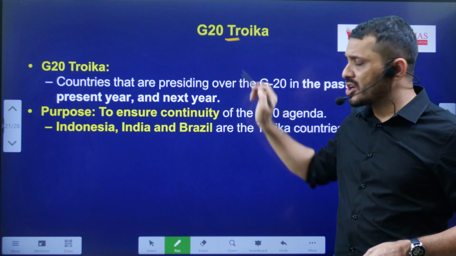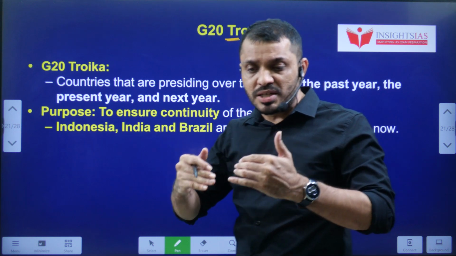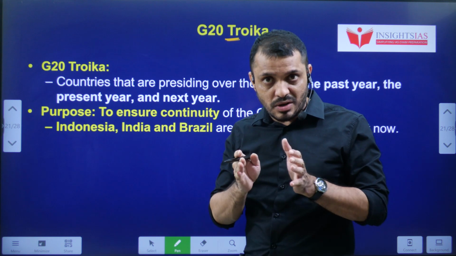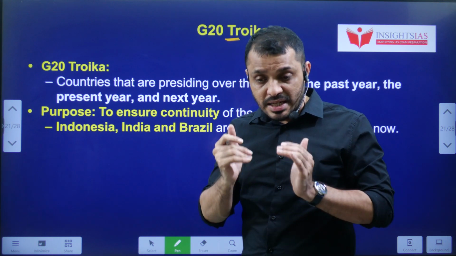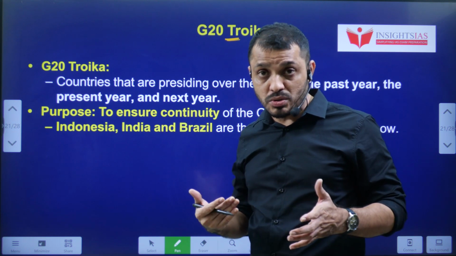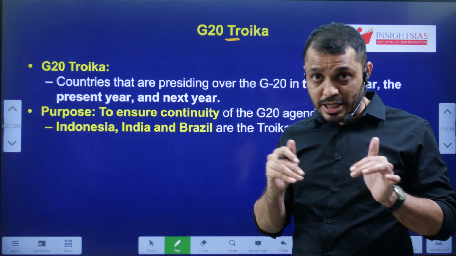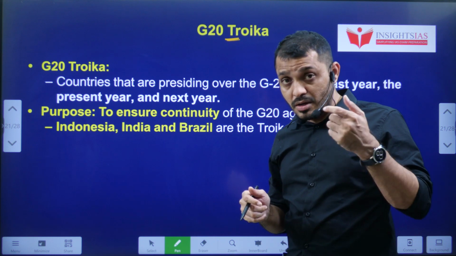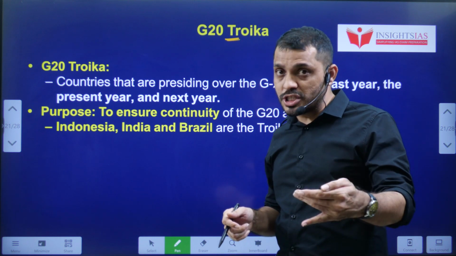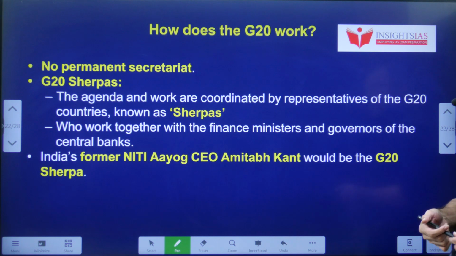Next, the G20 Troika. G20 Troika means, to smooth the transition of the G20, 3 countries together form the G20 Troika. It consists of the present year's host, last year's host and the next year's host, the future host. All these 3 nations together form the G20 Troika. The present G20 Troika includes last year's G20 host Indonesia, the present G20 president India, and the future G20 is going to be held in Brazil. So these 3 countries together are known as the G20 Troika.